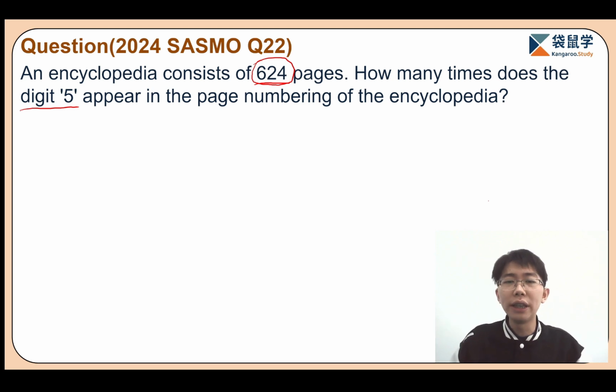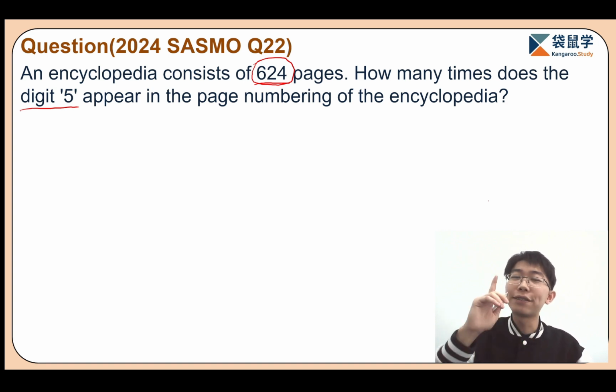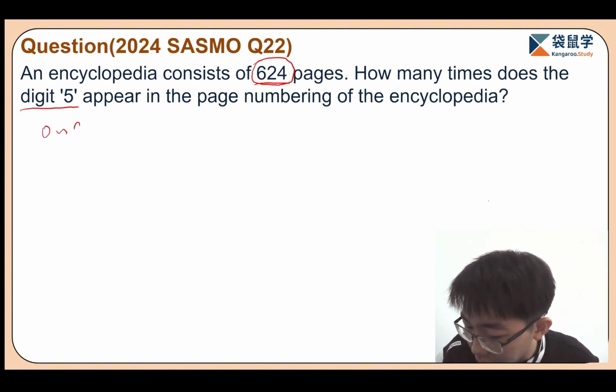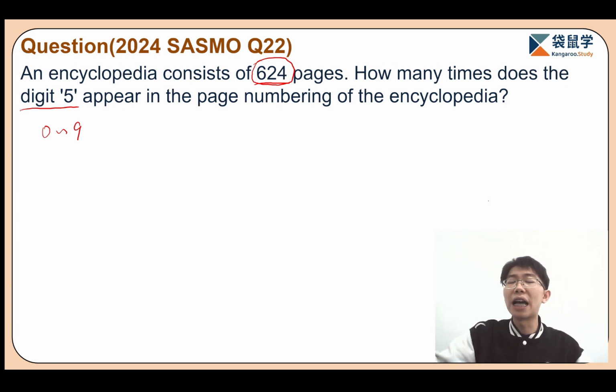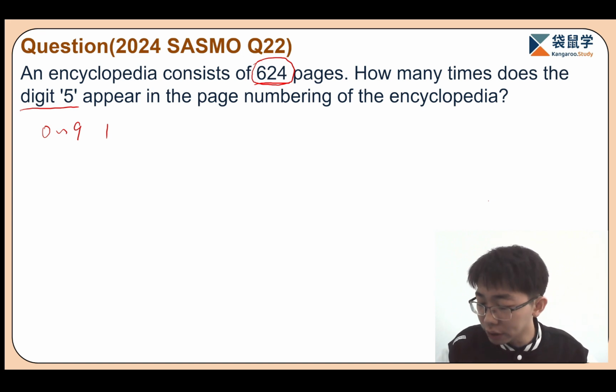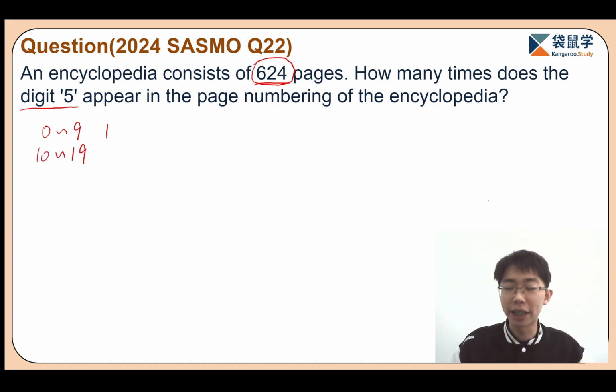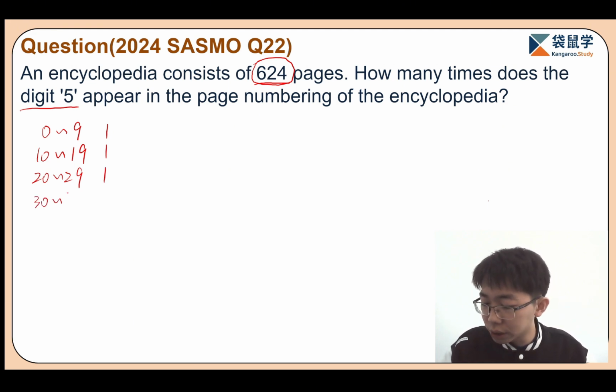Then how about let's first observe some smaller number of pages. For example, let's first observe the starting 10 pages from 0 all the way to 9. From page 0 to page 9, how many digit 5 are there? It's only one. Page 5 has a digit 5. Then the next group of 10 should be from 10 all the way to 19. How many 5 are there? Again, 1. Next, from 20 to 29. How many 5 are there? Again, 1. Next, starting from 30 to 39.